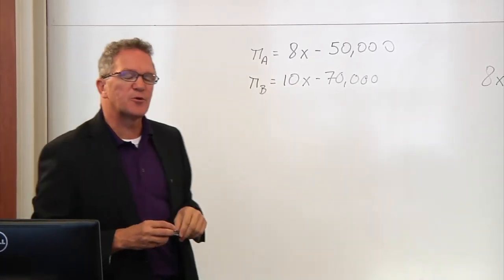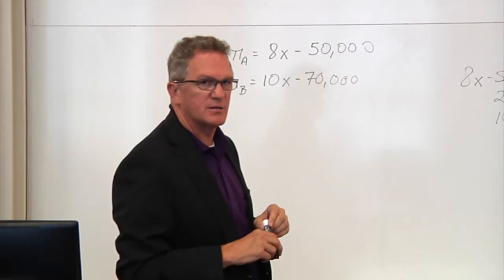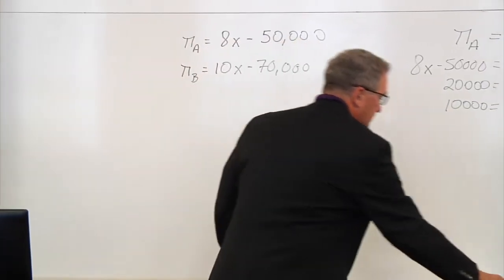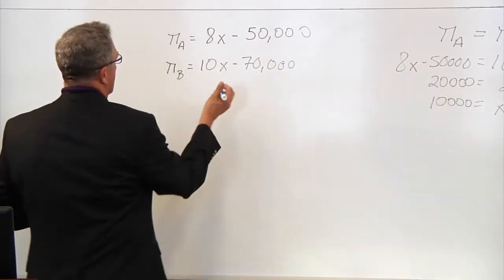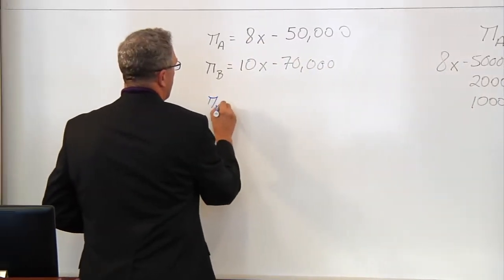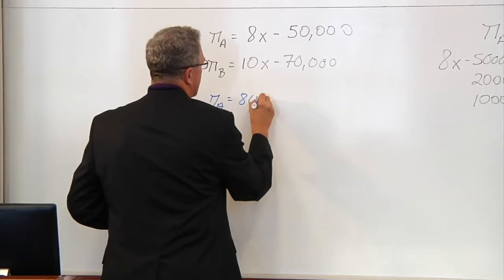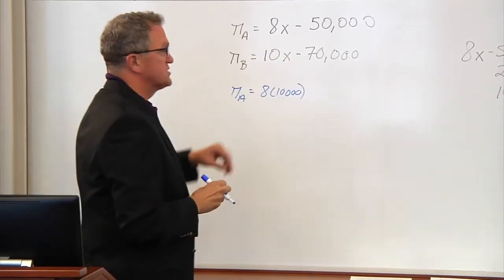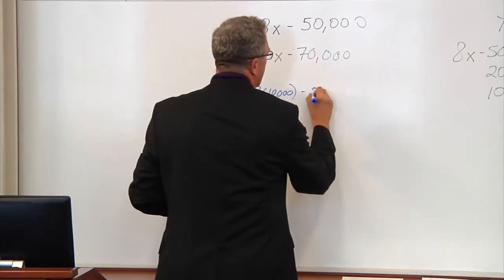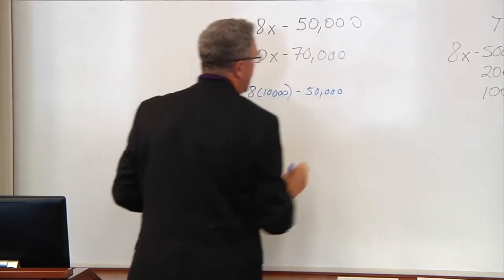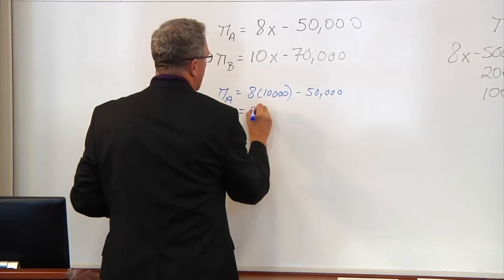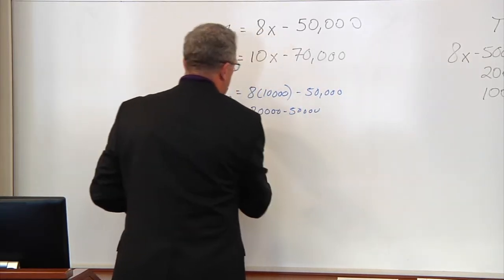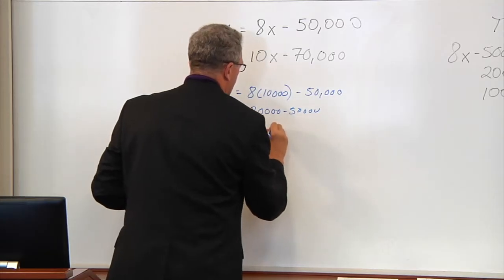Now, once you've come up with your quantity, there are ways to check it. The easiest way is just to turn around and put them back in the equation. If I put 10,000 into each one of these equations, profit for A is going to be 8 times 10,000 units, $8 profit for each of my 10,000 units, minus the $50,000 fixed cost that I have to absorb. This gives me 80,000 minus the 50,000 fixed cost, and I end up with a profit of $30,000.